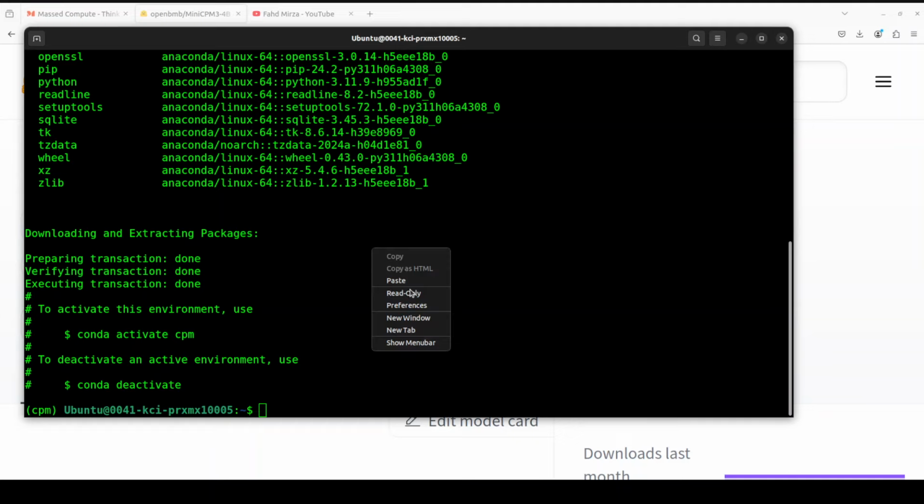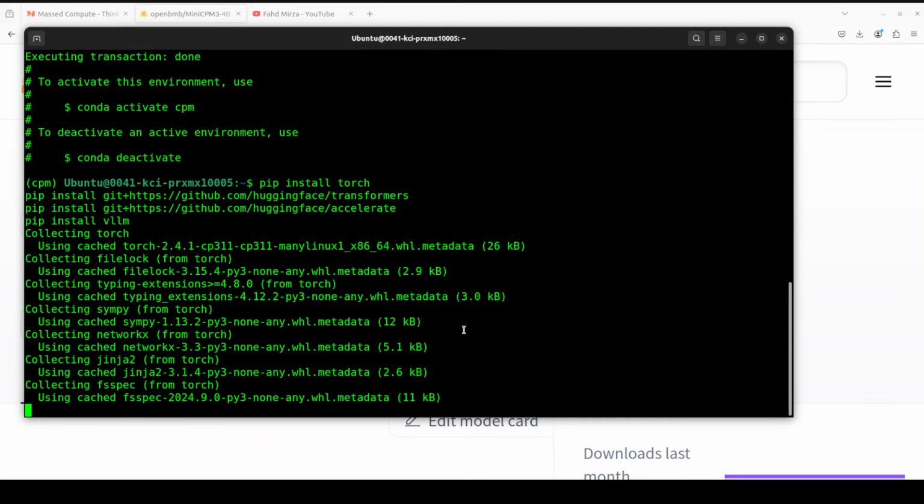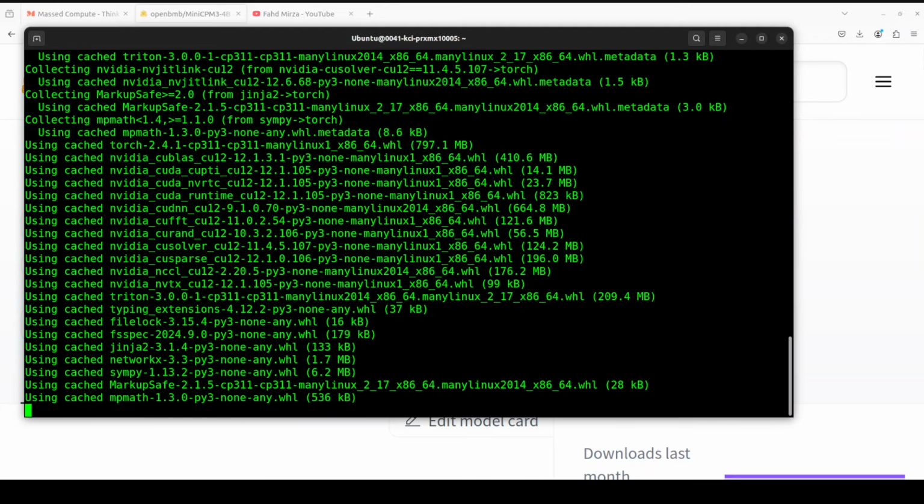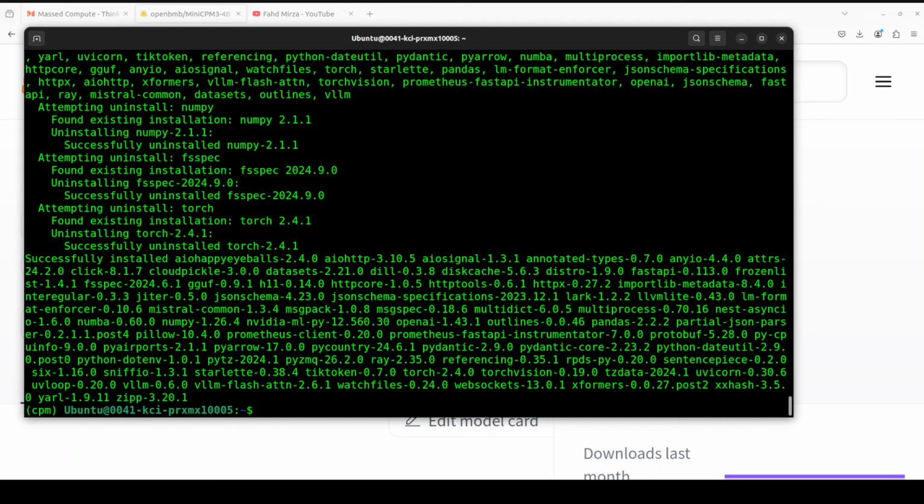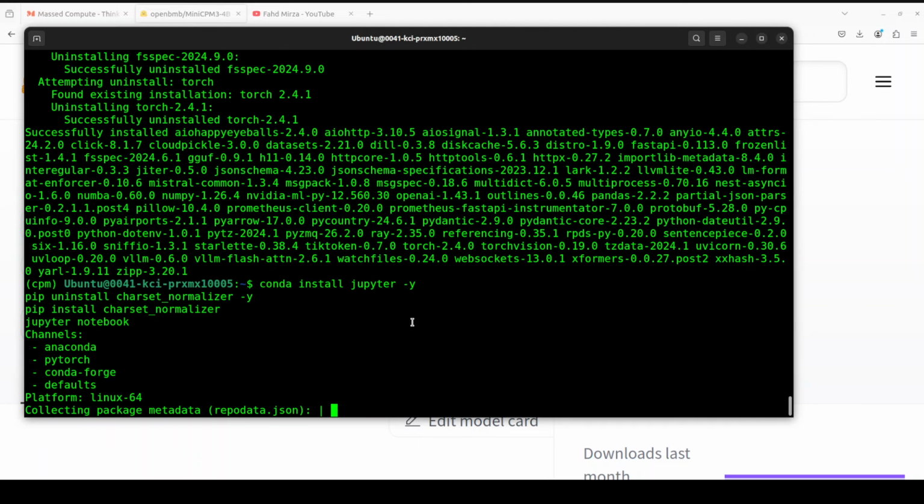The Conda environment is created. Let's install all the prerequisites, which include torch, transformers, and vLLM from the source. Let's wait for it to get installed. All the prerequisites are done. And now let's launch our Jupyter notebook and then we will download the model and play around with it in the browser environment.